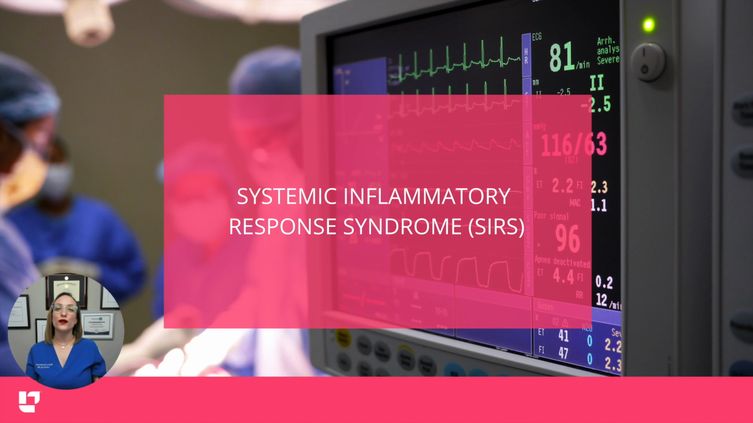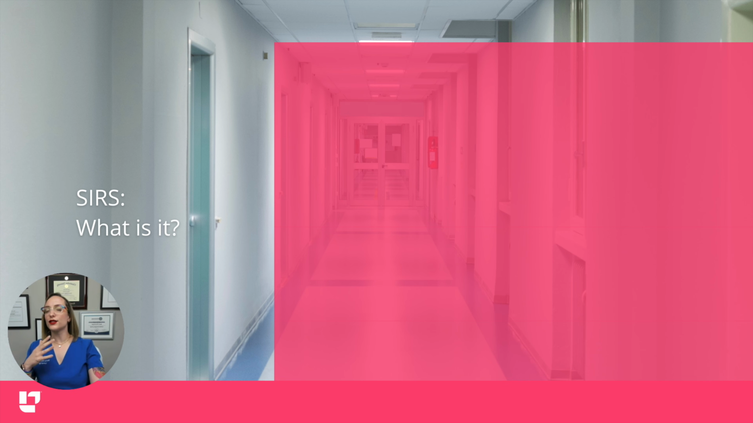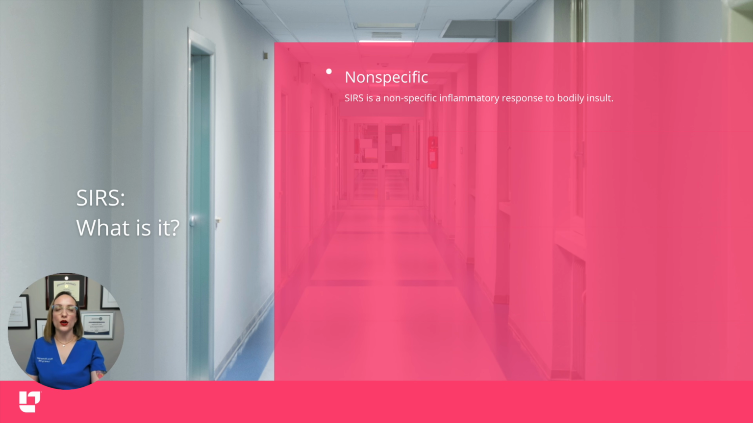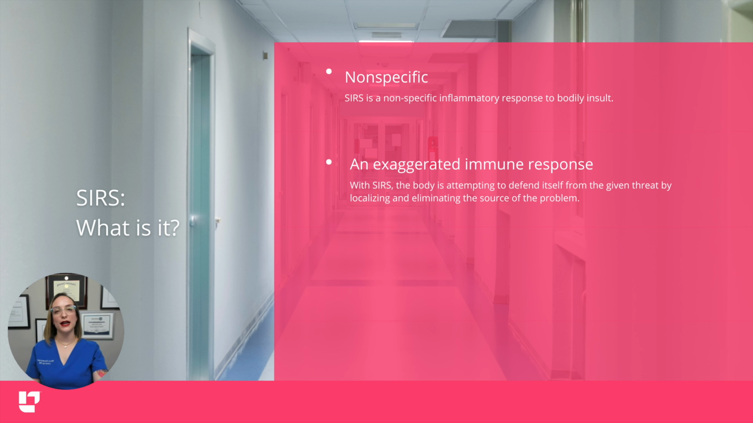Let's do it. So first up, we're going to be covering content about systemic inflammatory response syndrome, otherwise known as SIRS. So let's start off with just what is SIRS other than systemic inflammatory response syndrome? So it's non-specific. And what does that mean? It means that this is just an inflammatory response to some sort of bodily insult. SIRS is not something that happens in the body in response to a specific type of insult. So it's non-specific. It's just going to give us information that there is something going on in the body that it is trying to defend against. It's an exaggerated immune response.